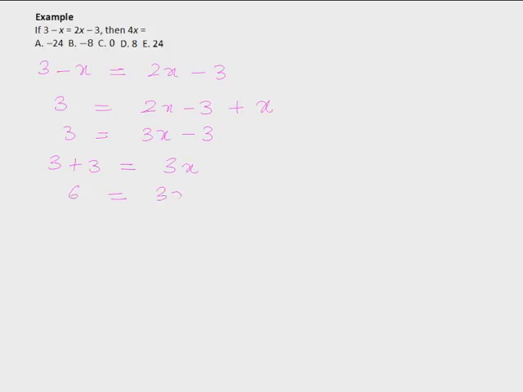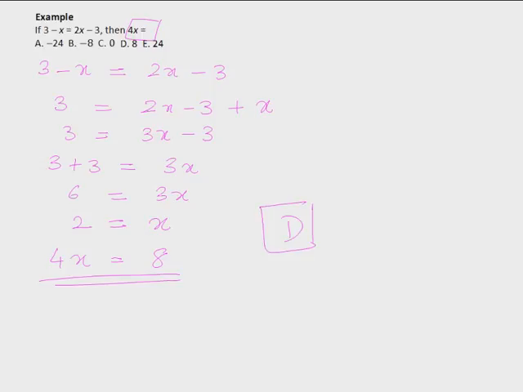6 is equal to 3x. And dividing both sides by 3, I get x is equal to 2. Well, that's not my answer because they've asked for 4x. Be very careful about what they've asked. Just because you solved for x doesn't mean they want x. They want 4x. So 4x will end up being 8. And the answer is D.